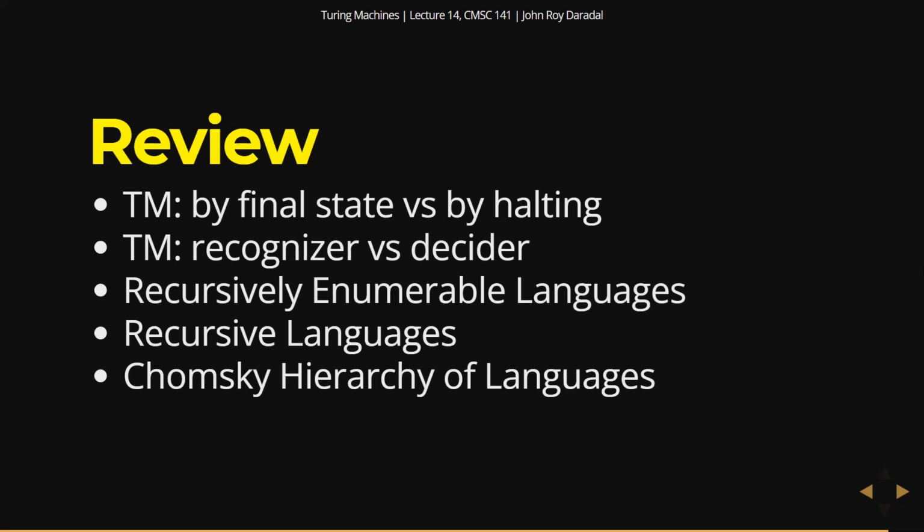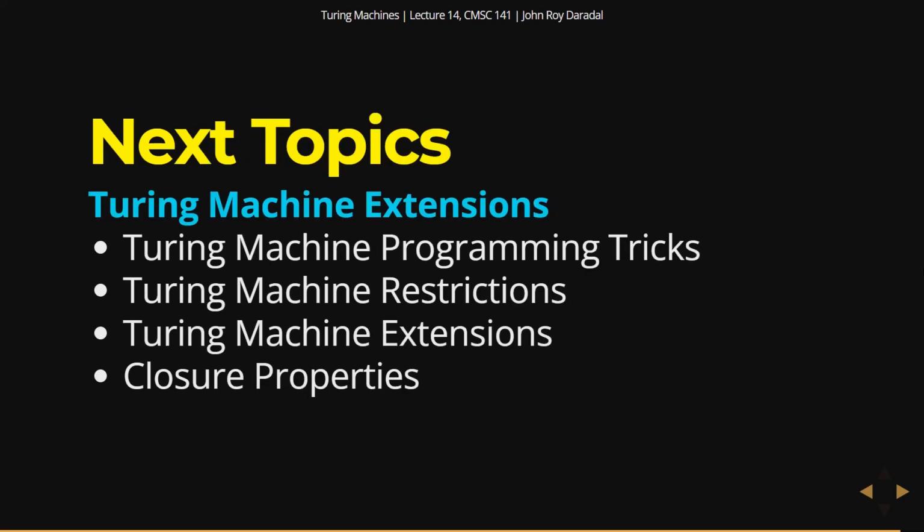Okay, so that's it for this lecture. In the next video, we will be talking about extensions to the Turing machines. So how do you program a Turing machine? So what are the programming tricks that we need to use to be able to implement the Turing machine? We'll also see some Turing machines with restrictions and extensions, meaning more capabilities. And then we'll also discuss the closure properties of recursively enumerable and recursive languages. Okay, so that is in the next video.